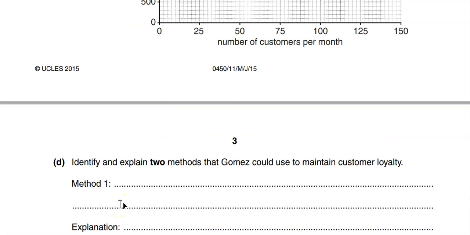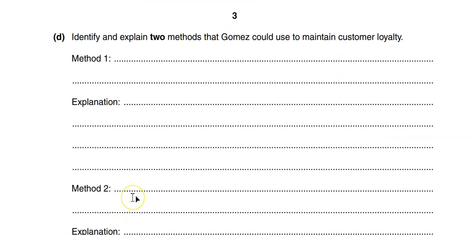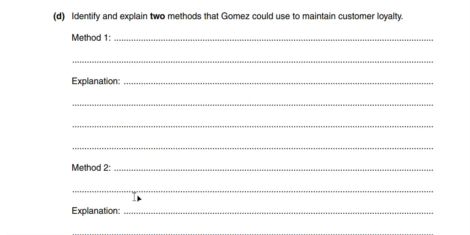Okay, so this is for break even. This is part C. For part D now: identify and explain 2 methods that Gomez could use to maintain customer loyalty. So as usual, we have 6 marks, and we have to explain 2 methods, with 1 mark for knowledge and analysis and application each. Here we have many methods that a business can use to maintain customer loyalty. Remember, I'm talking about a business that repairs computers. So this business can do a lot of things to maintain customer loyalty.